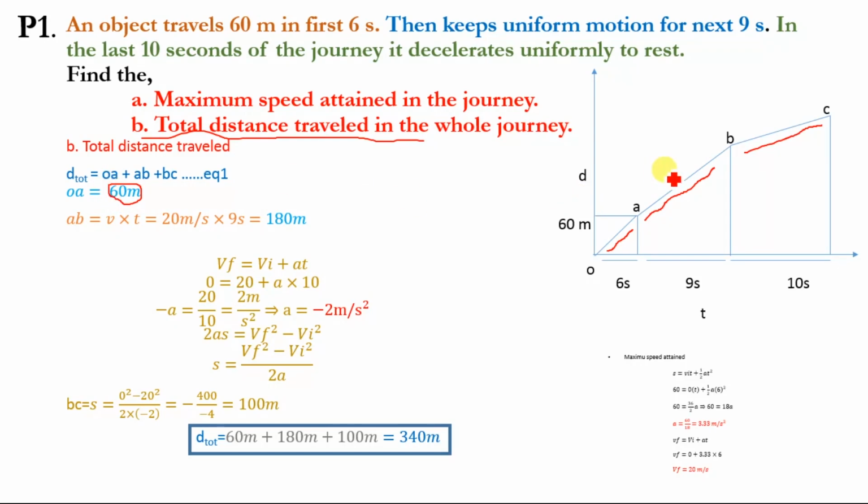Now we determine the distance traveled in the second phase of the journey in the next 9 seconds. Here the velocity of the object is uniform. We use the simple equation V is equal to S by T, which gives S is equal to V multiplied by T, velocity multiplied by time. The velocity which we have determined in the previous section is 20 meter per second, and the time is 9 seconds. 9 multiplied by 20 is equal to 180 meters.